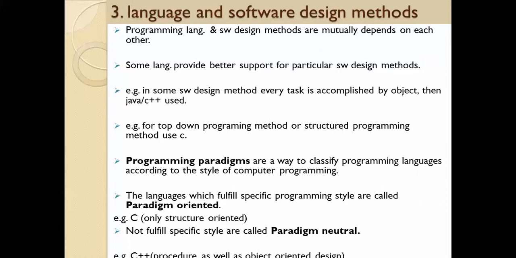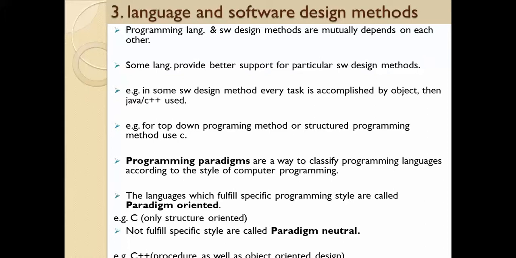So in short we can say that software design methods and programming languages are mutually dependent on each other, because design depends on design; we can select which language is better for a particular design to develop the software or to develop the project, right? Then next we can talk about the programming paradigm.